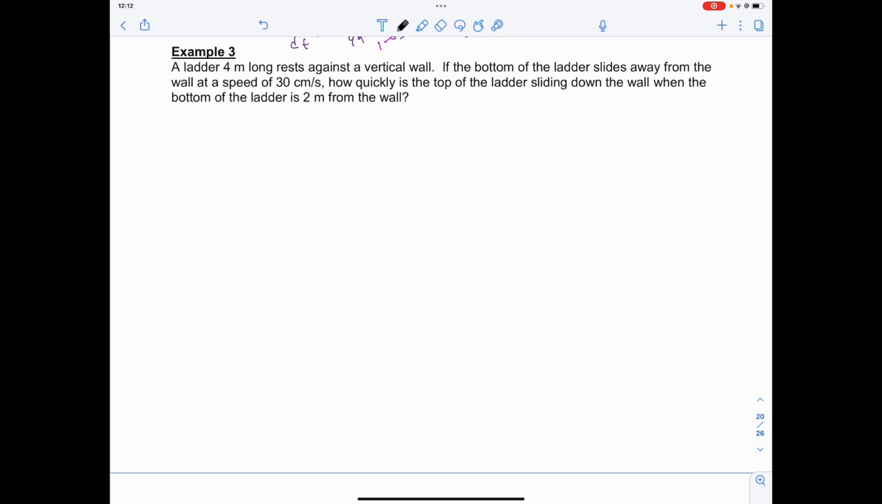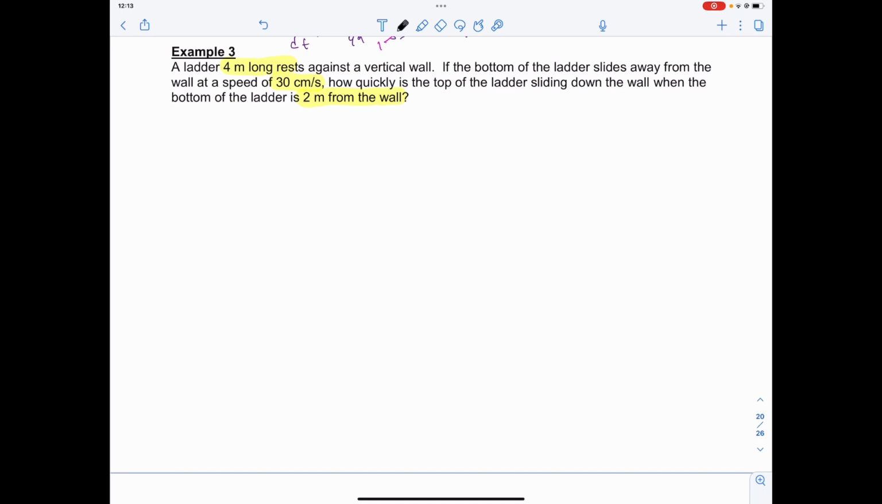All right, taking a look at example 3. A ladder, which is 4 meters long, rests against a vertical wall. If the bottom of the ladder slides away from the wall at a speed of 30 centimeters per second, how quickly is the top of the ladder sliding down the wall when the bottom of the ladder is 2 meters from the wall? So once again, we're going to draw a sketch of what this looks like.